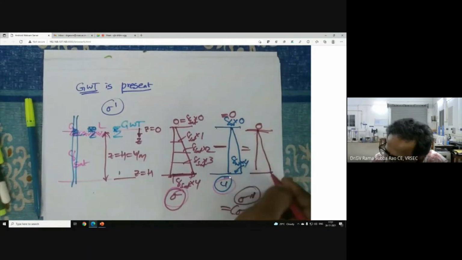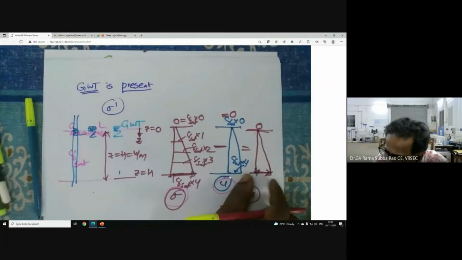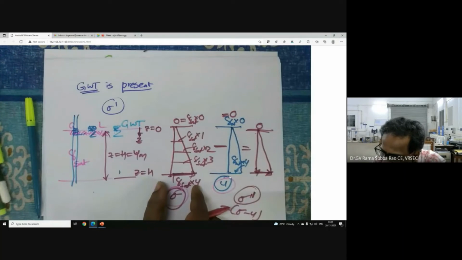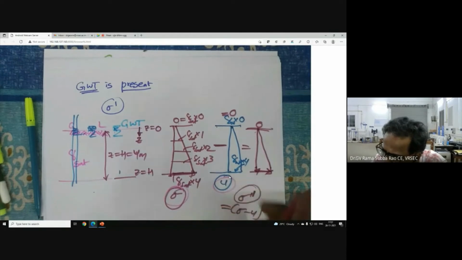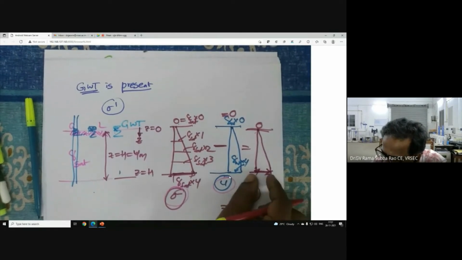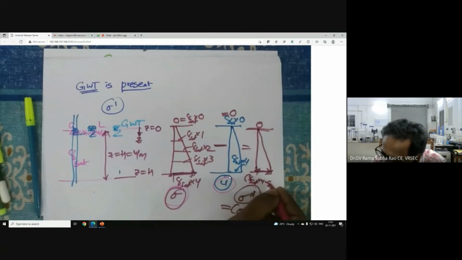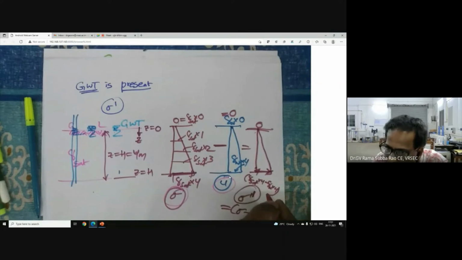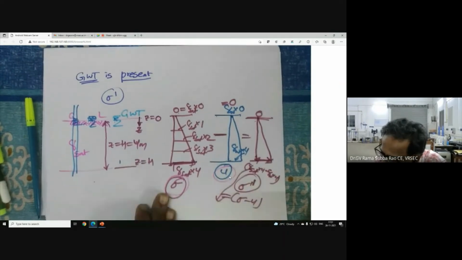Now what is going to happen at the bottom? In fact, it should be a reduced value. Here gamma sat into 4 is a bigger value, and gamma w into 4 also gives a substantial value. But when it comes to sigma dash, the diagram will be reduced, because we are deducting gamma sat into 4 minus gamma w into 4.